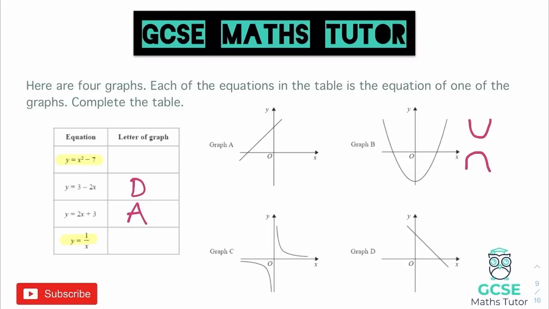Now again, you can see that that is correct for this graph because the y-intercept, that number at the end, is negative 7. So that matches up just down there with our negative 7. So that would be fine as well. So we're happy with that.